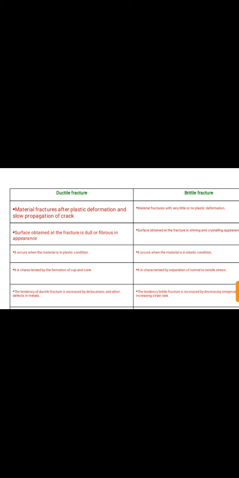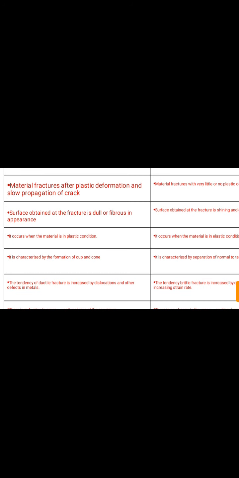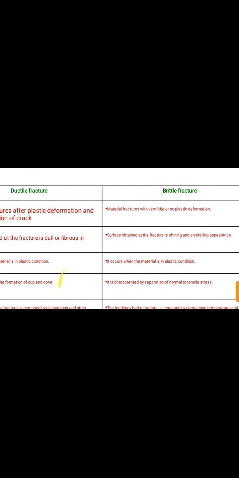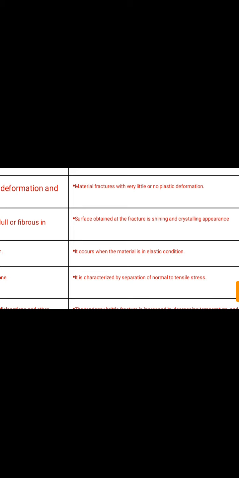The next one is to differentiate between a ductile fracture and a brittle fracture. Just go through it here. Listen here. The material fractures with plastic deformation and slow propagation. In ductile, it goes for plastic deformation. In brittle, it doesn't go for plastic deformation. The surface of a material that undergoes ductile fracture will be dull and fibrous, whereas the material that undergoes brittle fracture will have a shining and crystalline appearance.